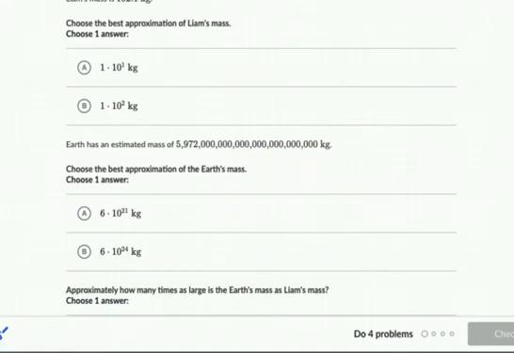Here's an example of approximating with powers of 10. It says Liam's mass is 102.1 kilograms. Choose the best estimation or approximation of Liam's mass. Choose one answer. Go ahead and pause the video and see if you can try it on your own first.